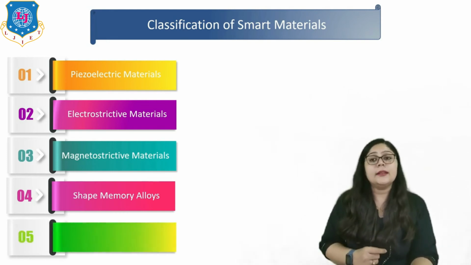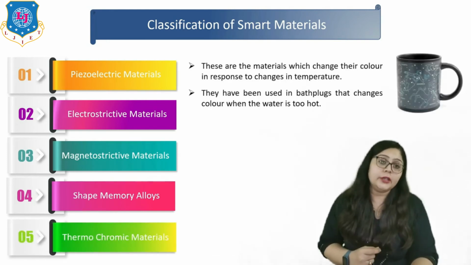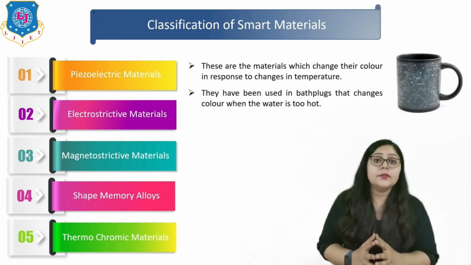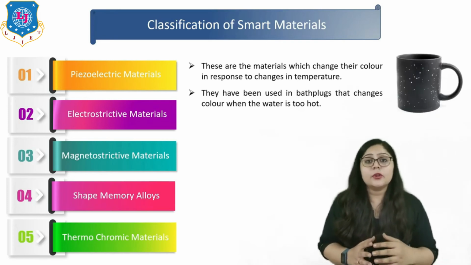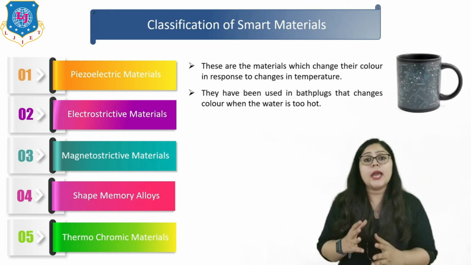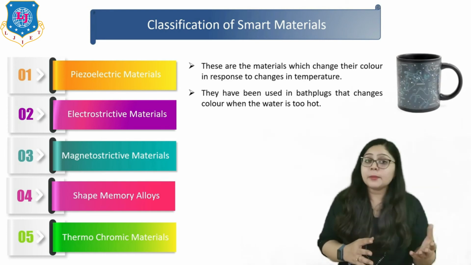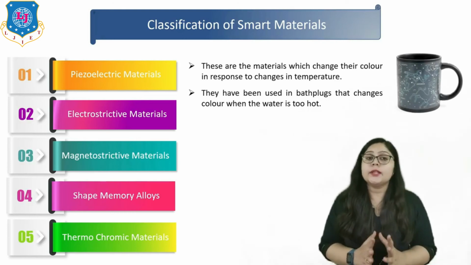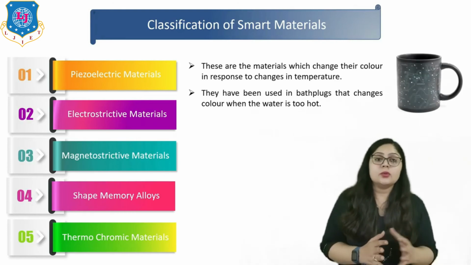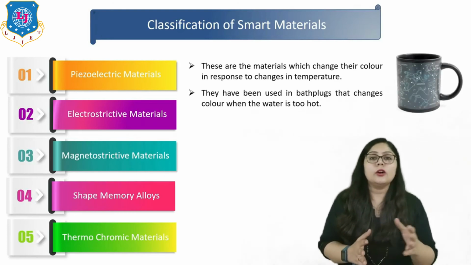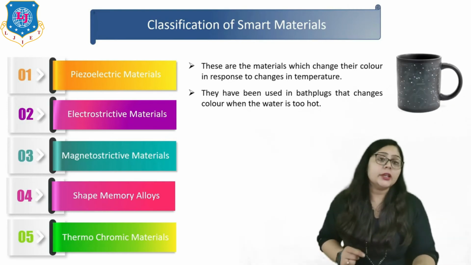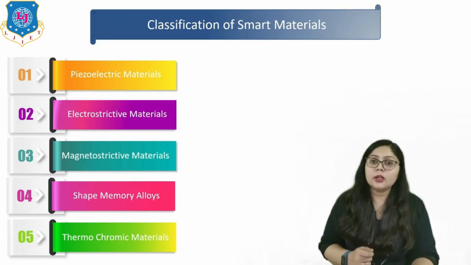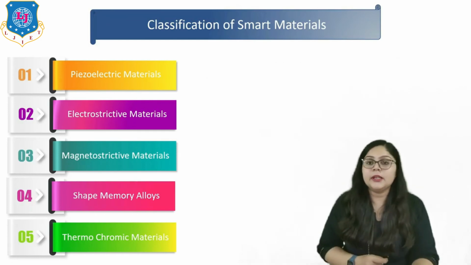Now let us understand the last one, which is thermochromic material. As you can see on the screen, these are the materials which change their color in response to change in temperature, right? So they have been used in bath plugs that change color when the bath is too hot, which is a very good concept when we talk about children who don't know whether the water is cold or hot, right? So these are the materials that we can wisely use and make our life better, right? So that's all for the classification of smart materials.